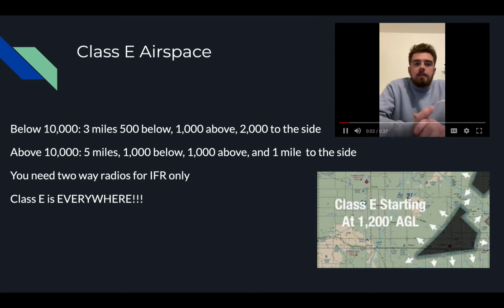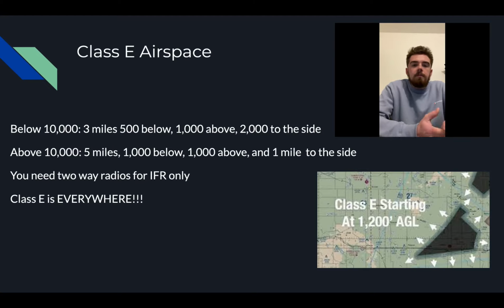Alright, so Class E airspace has an above and below minimum requirement. Below 10,000 feet, it's 3 miles, 500 feet below, 1,000 feet above, and 2,000 feet to the side or horizontal. Above 10,000 feet is 5 miles with 1,000 feet below, 1,000 feet above, and 1 mile to the side or horizontal separation. And only in IFR do you need to have two-way radio communications between ATC and the pilots. And also Class E is defined as everywhere airspace. So in this picture, it's kind of everywhere in this box, and starts at 1,200 feet AGL.